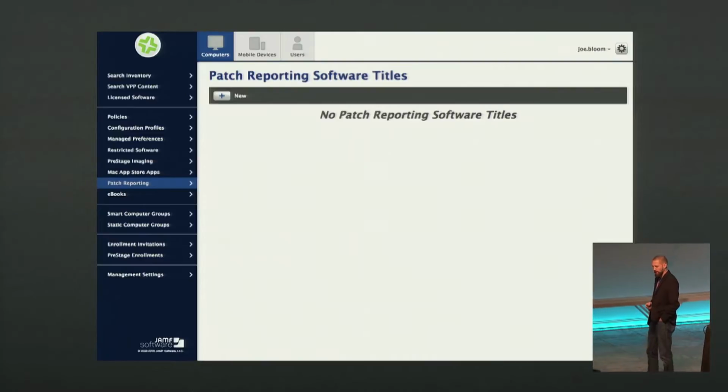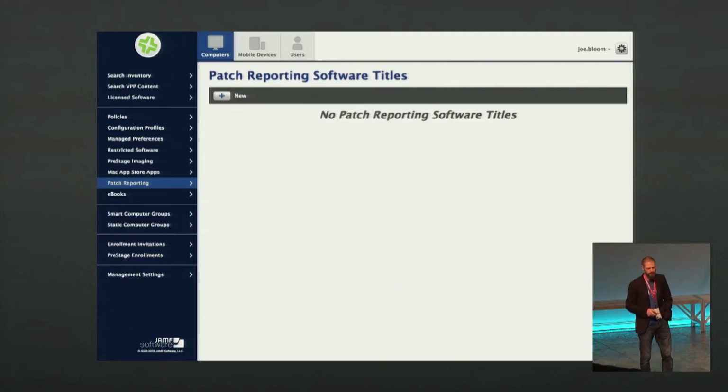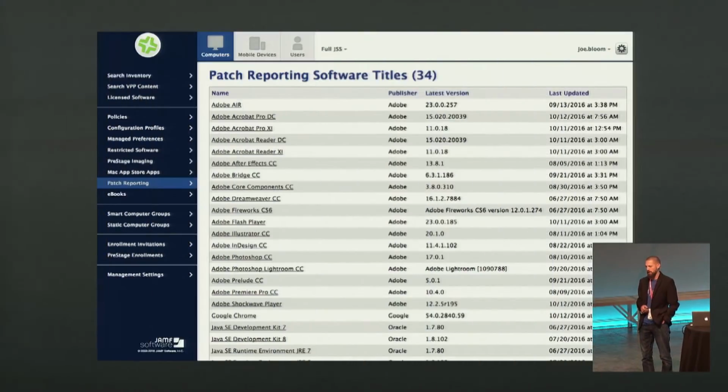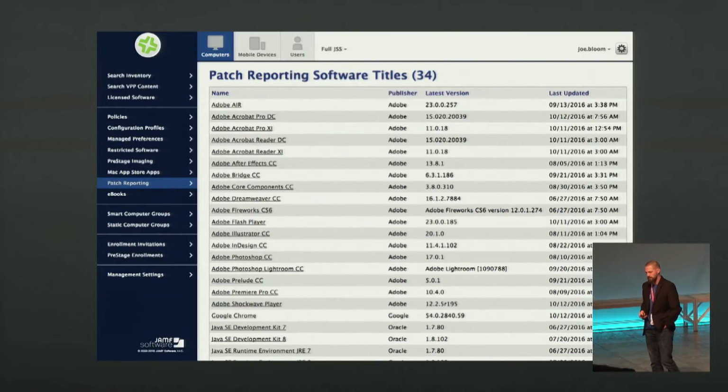So patch reporting, just very briefly, left-hand nav, you'll see patch reporting. Patch was first introduced in 9.9.3. So if you're running 9.9.3, you'll see it there. If I wanted to take a look at the titles, I can click on that new button, and I get a list of the supported titles.